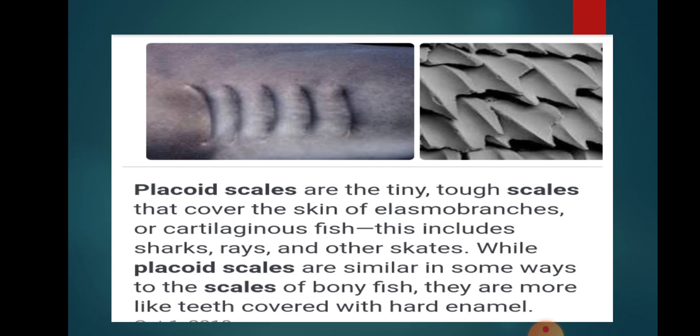The placoid scales are tiny, small, tough scales that cover the skin of elasmobranchs, for example Scoliodon, or cartilaginous fishes. This includes sharks, rays and skates. While placoid scales are similar in some ways to the scales of bony fishes, they are more like teeth covered with hard enamel. Means their teeth are covered with hard denticles or enamel-like substances.